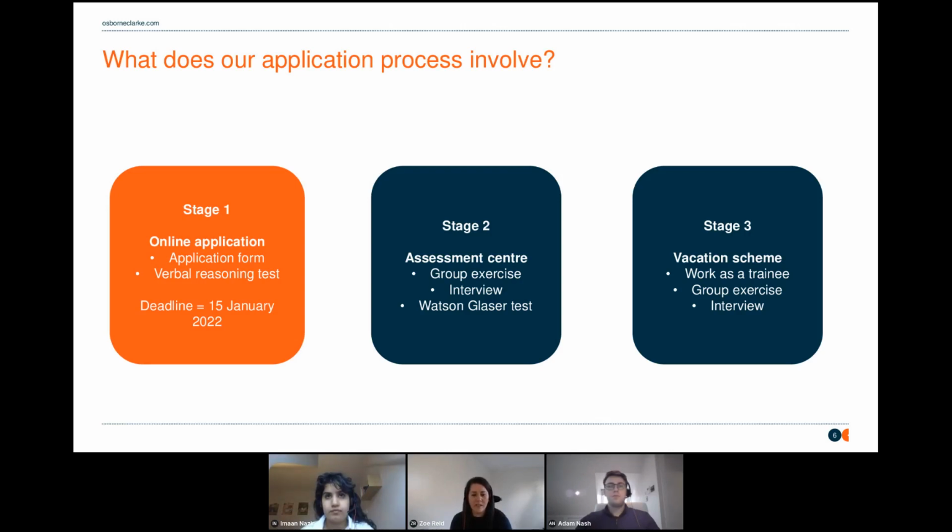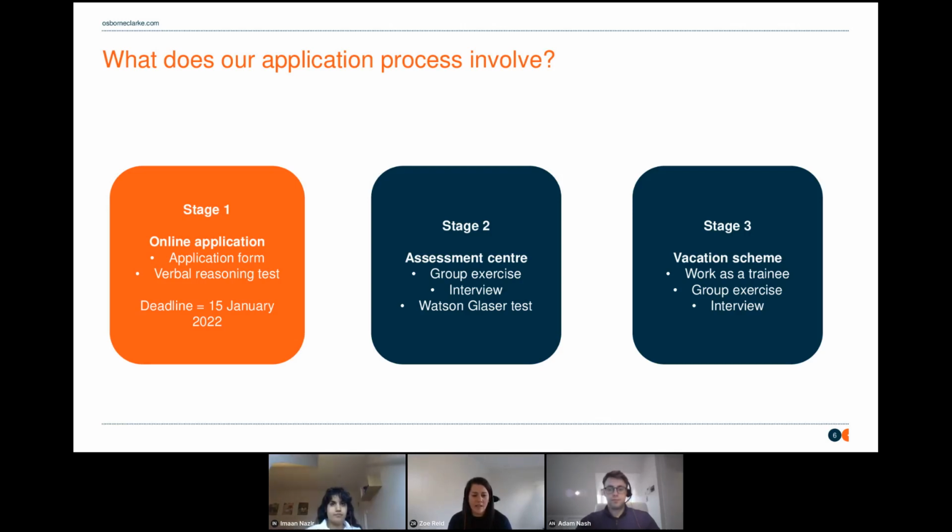Our assessment centres are normally comprised of group exercises, panel interviews with our partners, and the Watson Glaser test. And depending on the circumstances that we find ourselves under, this will either be done virtually or hopefully getting back to in-person assessments as well, to really help candidates to get more of an insight into us as a firm and the kind of environment that you would be working in.